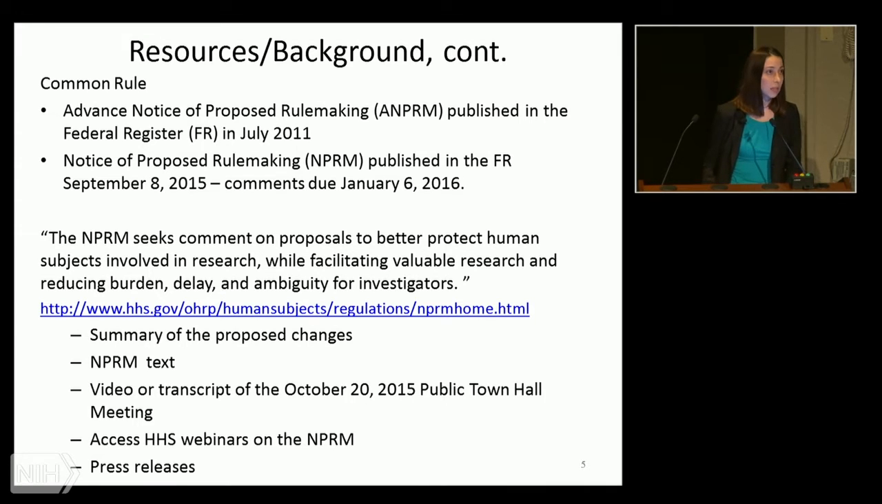HHS received comments, considered them, and then moved forward in what they just released in September of 2015, which is the Notice of Proposed Rulemaking. And that's a more solidified concept of what might be eventually the final rule. Once the final rule comes out, it will be binding, and it essentially will replace the current terms of 45 CFR 46 subpart A. The final rule hasn't been released yet, so we're still operating with the current terms of 45 CFR 46 subpart A, as well as for HHS B through E.